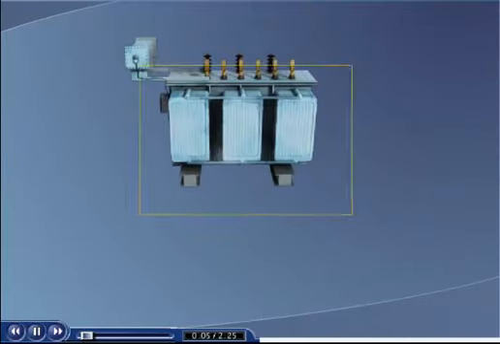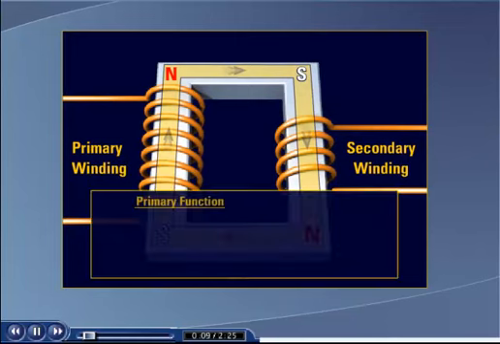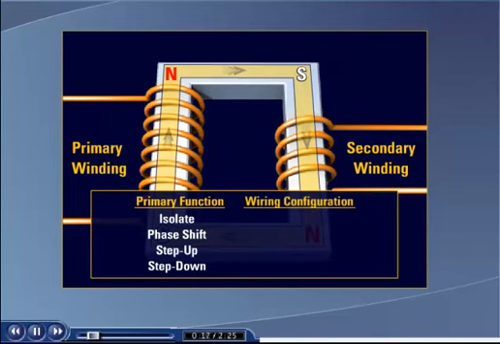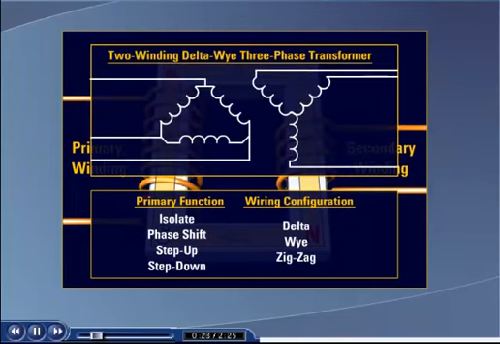Transformers consist of a primary set of windings and one or more sets of secondary windings used to isolate, phase shift, and/or step the voltage up or down. Depending on the transformer, the primary and secondary windings can be delta, Y, or zigzag configuration. This is an example of a two-winding delta-Y three-phase transformer.